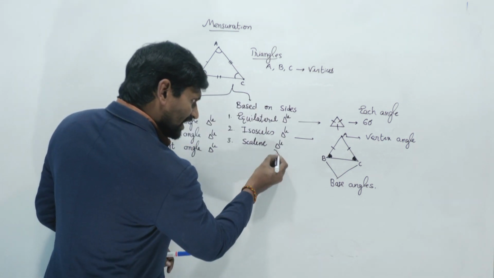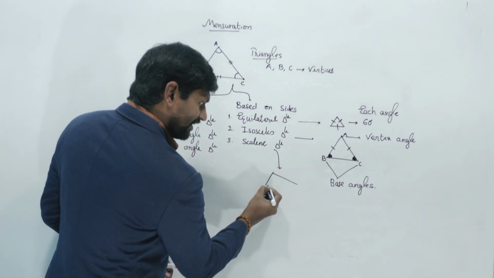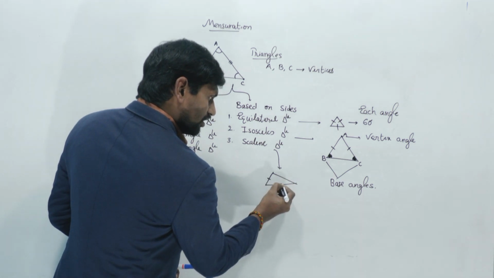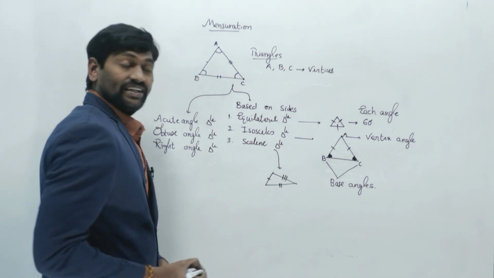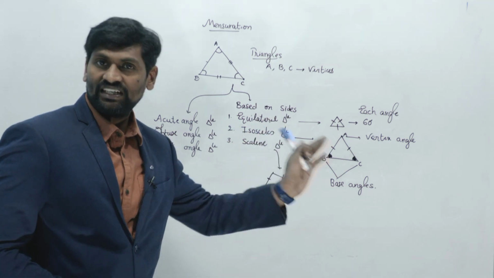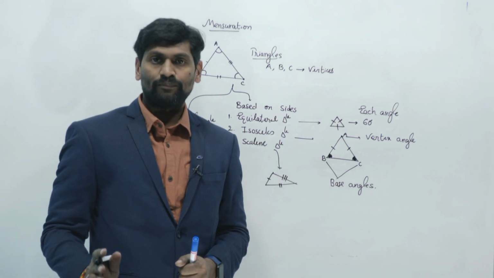Now what about the scalene triangle? All three sides are different. The lengths of all three sides are different. That is called a scalene triangle.